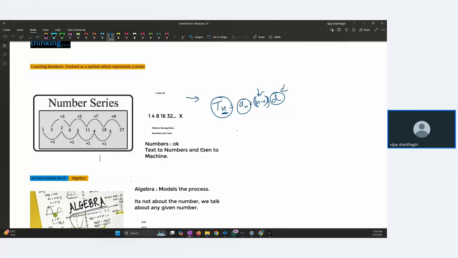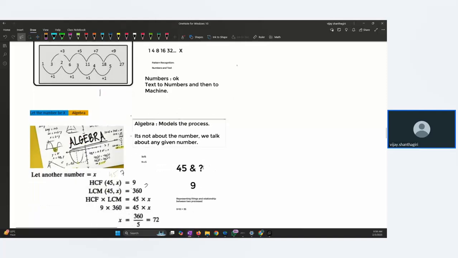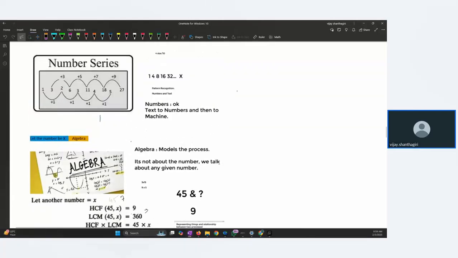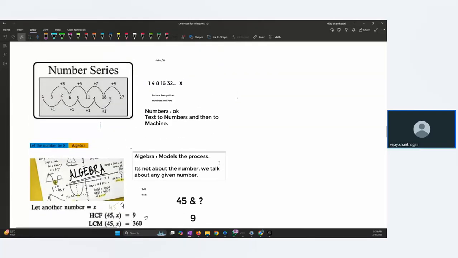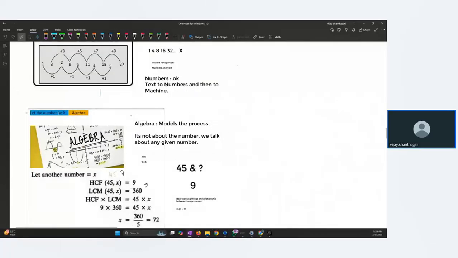I'll get back to this. Hold on to this thought. I'll get back to this. This prediction is very, very mathematical. It's not magic. It's just a mathematical trick. We'll have to understand all the tricks. But I think the most beautiful thing happened when they said, let the number be x.